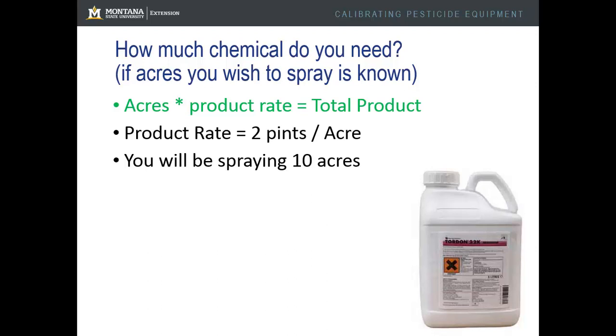You can also determine the total product to add to the spray tank with the following equation. You can take acres to spray, which in this example would be 10 acres, and multiply times the pesticide product rate, which in this example would be 2 pints per acre. By multiplying 10 acres times 2 pints per acre, you determine you will need 20 pints of product.